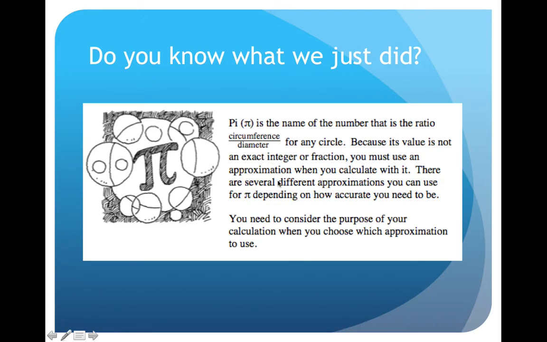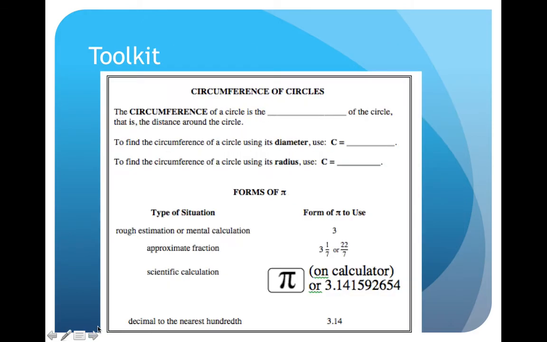So we're going to define pi a little bit, and I'm going to show you how what we just did relates to circumference. So on your toolkit, now part of your materials, fill this in along with me. The circumference of a circle, we've talked about this before, is the perimeter of the circle. That is the distance around the circle. To find the circumference of a circle using its diameter, you're going to use this formula. Circumference equals pi times the diameter.